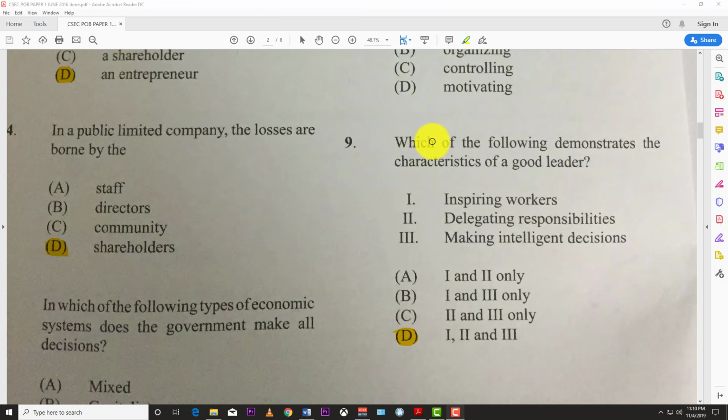Number 9, which of the following demonstrates the characteristics of a good leader? Okay, you have 1, inspiring workers, 2, delegating responsibilities, and 3, making intelligent decisions. Of course, it's kind of obvious. To be a good leader, you have to make intelligent decisions, and you have to inspire your workers. You also have to delegate responsibilities, because you don't want anybody micromanaging. So the best answer here is D, which incorporates all of the above statements.